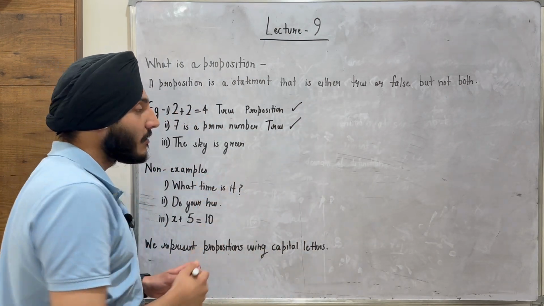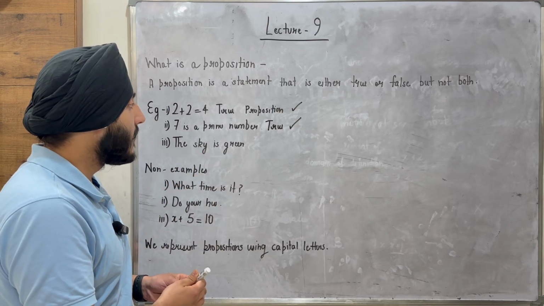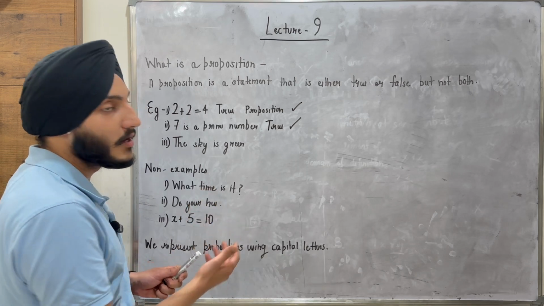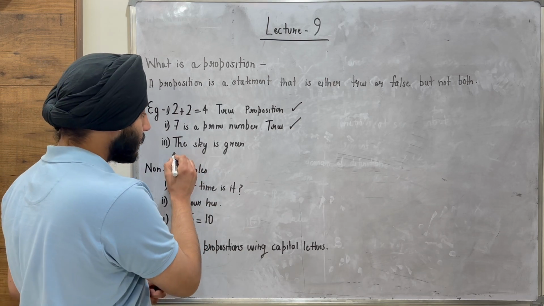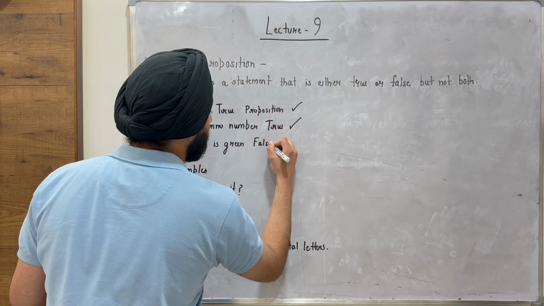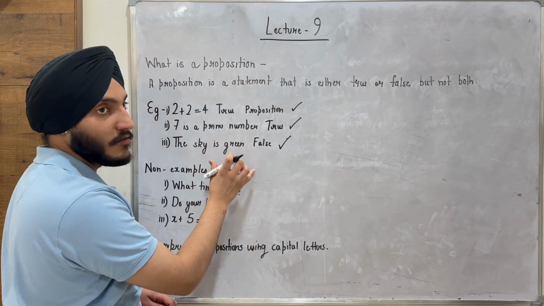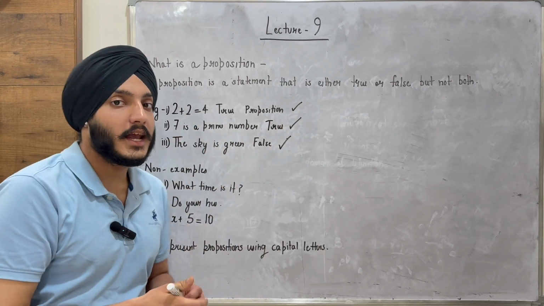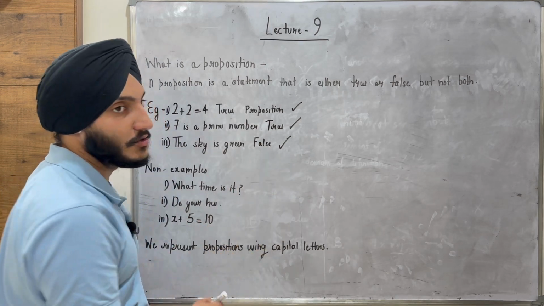Now, the sky is green, right? Now I don't know if this is actually possible or not, but in a normal scenario, this is not possible, right? The sky is actually blue in color. So in this case, this is going to be false. But the basic idea is that I can actually figure out whether this is true or false, right? All of these three different statements that we have, they can either be true or they can be false, and that is why all of these are actually propositions, right?